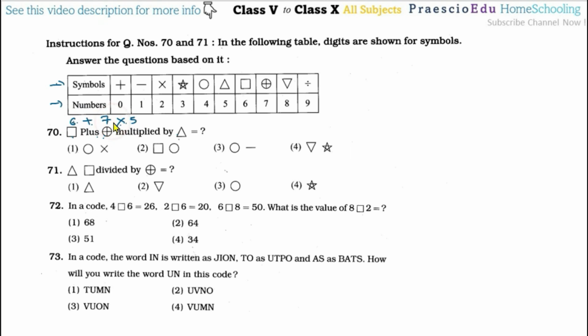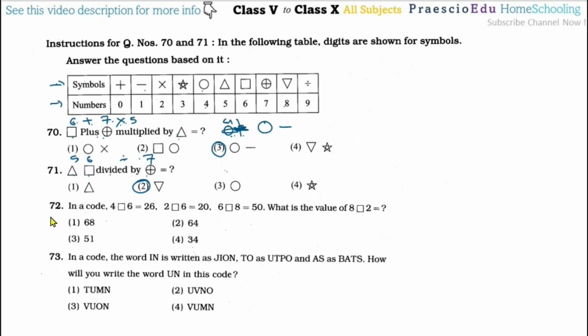So 6 plus 35 is 41, and 41 means 4 is this number, the circle, and 1 is this one, and this is given in option number 3. Then question number 71: this symbol divided by this symbol. This is a 7, divided by, now this symbol is a 5 and this symbol is 6, so 56 divided by 7 is 8, and 8 means this triangle, the inverse triangle, so option number 2 is the correct one.